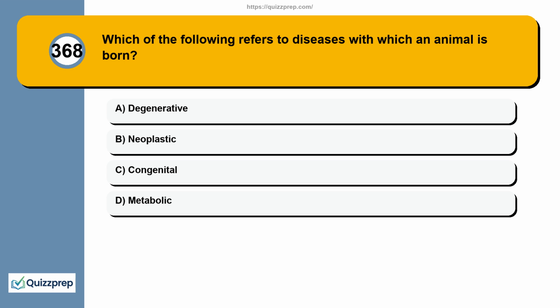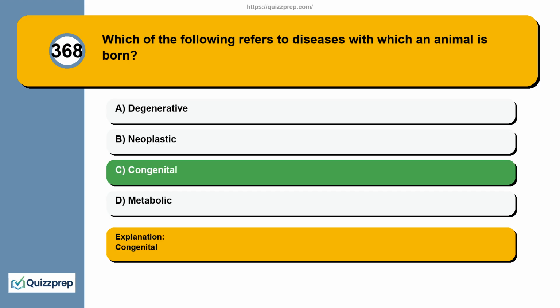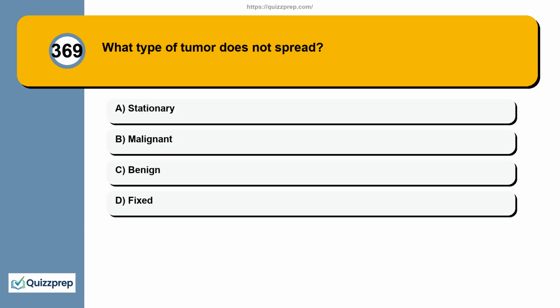Question 368. Which of the following refers to diseases with which an animal is born? Option A, degenerative. Option B, neoplastic. Option C, congenital. Option D, metabolic. The correct answer is option C, congenital. Congenital.